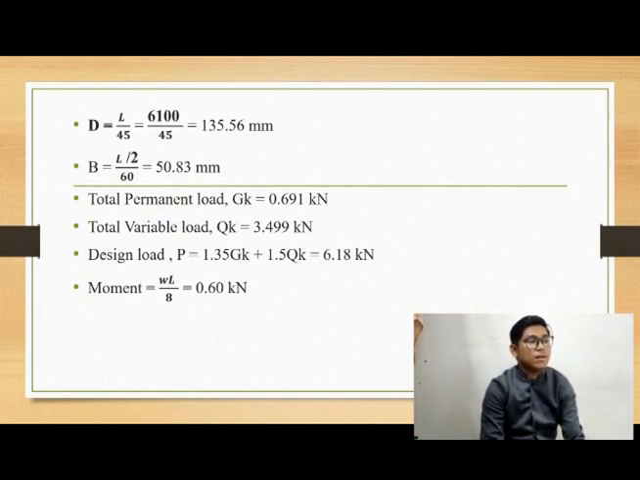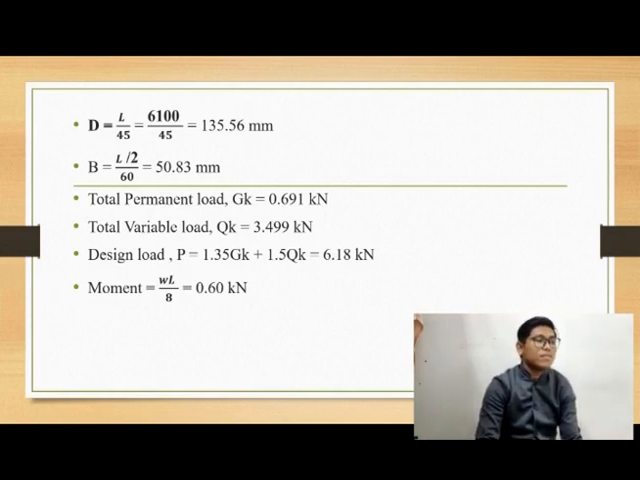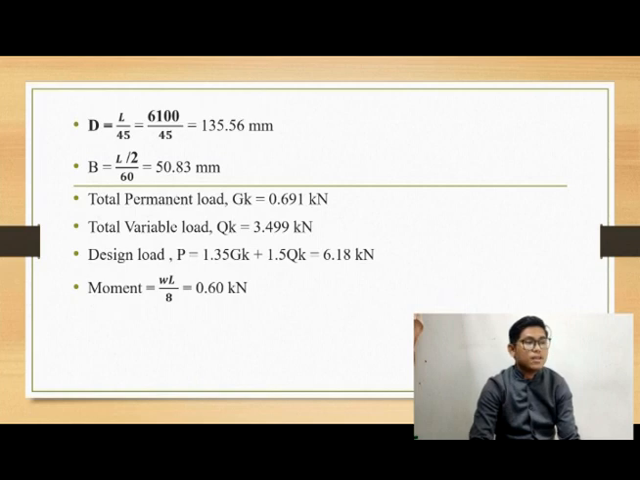For our group, our length is 6,100 millimeter, and we divide by 45, so we get 135.56 millimeter. For B, our group gets 50.83 millimeter, and the total permanent load and total variable load are 0.691 kN and 3.499 kN. The design load is 1.35 GK plus 1.5 QK, and we got 6.18 kN.